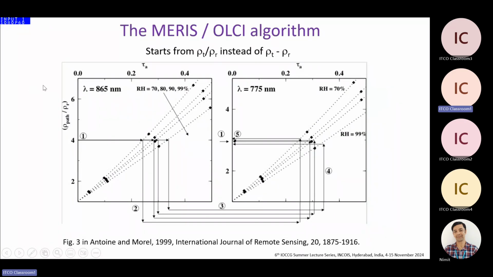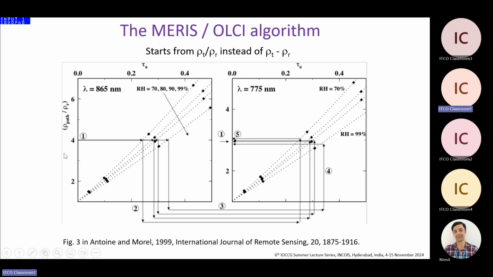It's a bit the same logic. So we start at 865 nanometers, the first near-infrared band. You have rho path, that's your measurement, and you calculate rho R, and you make the ratio of the two. You get some value, maybe 4. And then these curves here are what you have in your lookup tables, because you have calculated this for all sorts of aerosol models. Here I have only put 4. The horizontal axis, sorry, is the optical thickness.